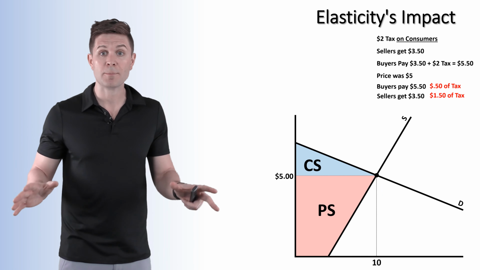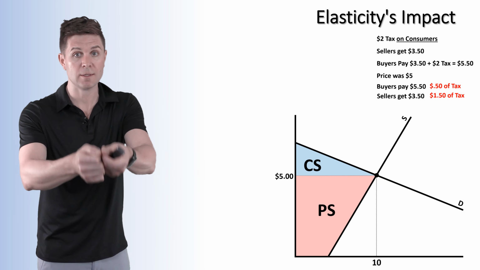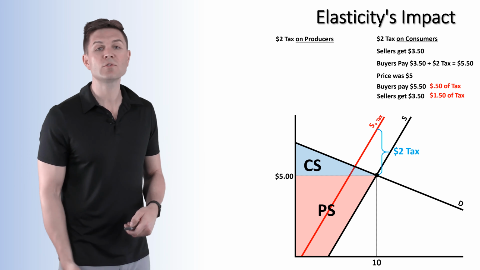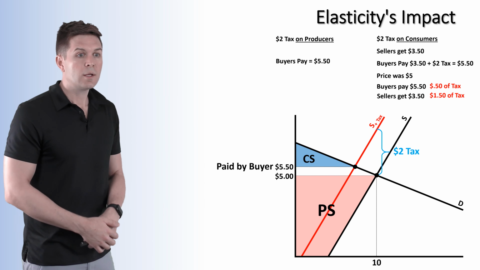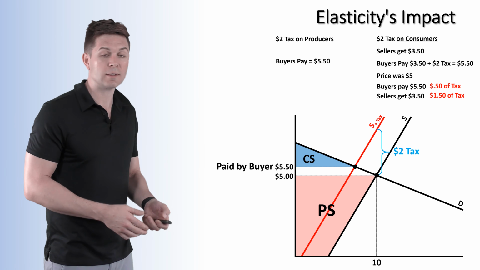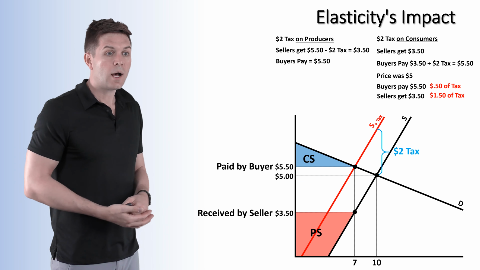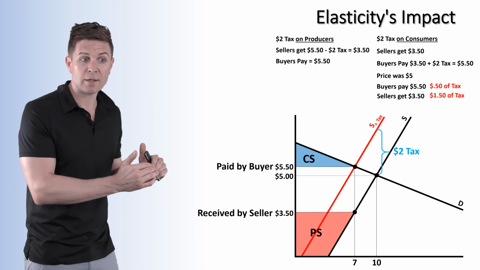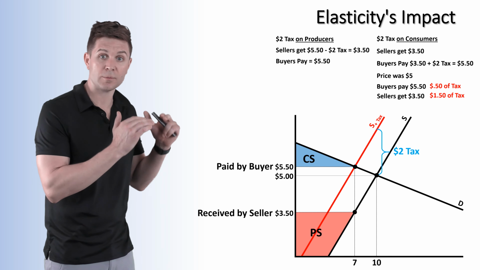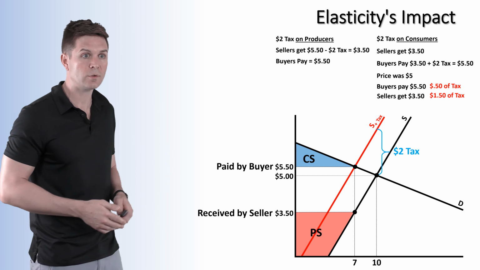Now, let's look at this example one more time, but this is where the seller sends in the tax. So in this particular one, it's a $2 tax on producers, so the supply curve shifts up. The buyer is now going to pay $5.50. Consumer surplus is reduced. The seller is going to receive $3.50 per item because he has to pay in $2 of that $5.50 he receives, being left $3.50 afterwards.